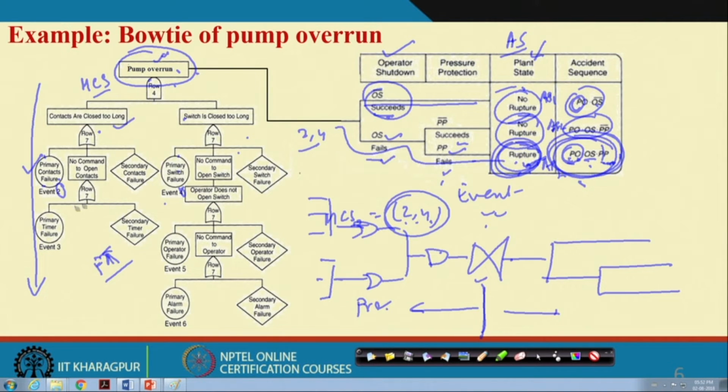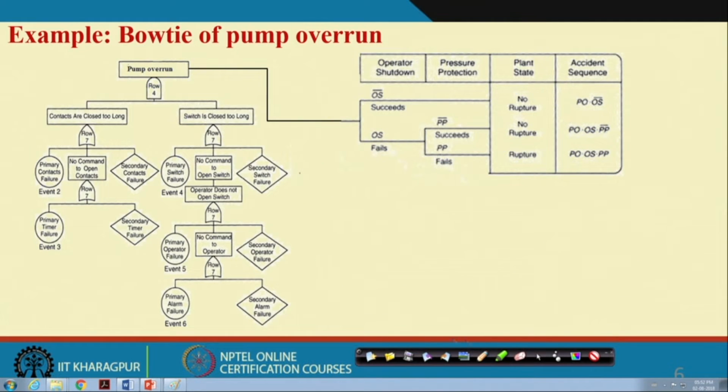Similarly, there will be several cut sets. So if all cut sets do not occur, then this will not occur. Now the question is that the preventive measures whatever you put in will also fail. So ultimately there is a probability of this happening. Then your protection system, operator shutdown, and other things should work, so that the pump overrun will not take place. Okay. So in a nutshell, this is what is meant by a bow tie.